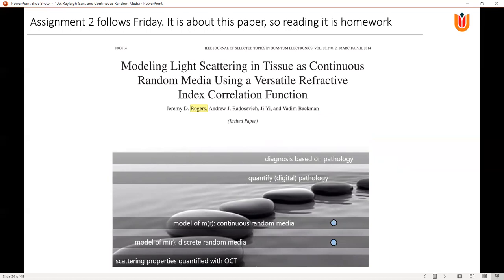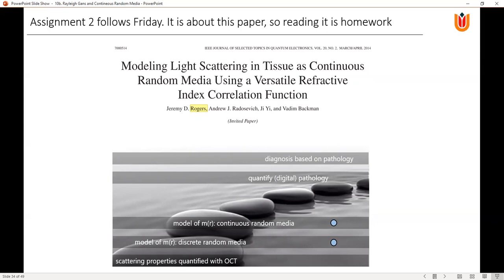So this approach is relatively new. This is a paper from not even 10 years ago, where it is actually for the first time really introduced into our field. So not that long ago. So there's a continuous random medium instead of a discrete one.